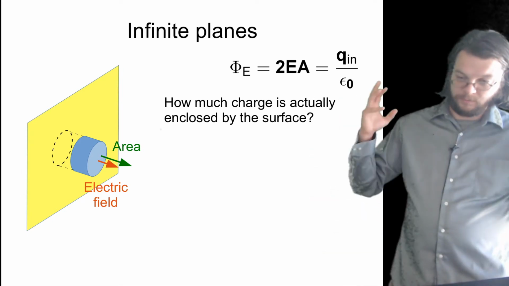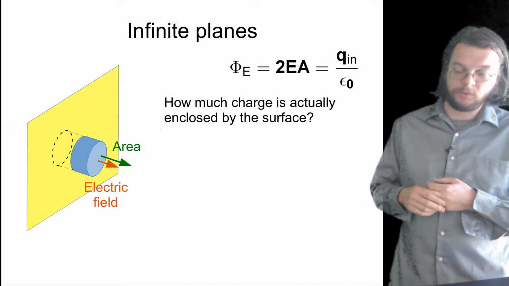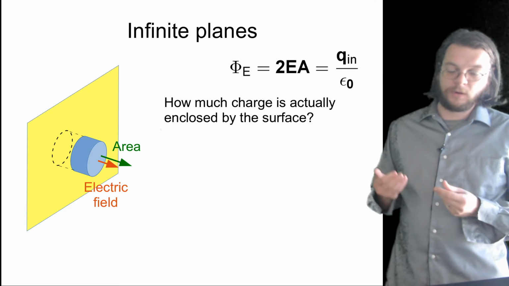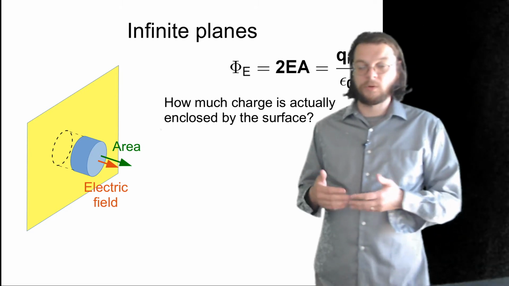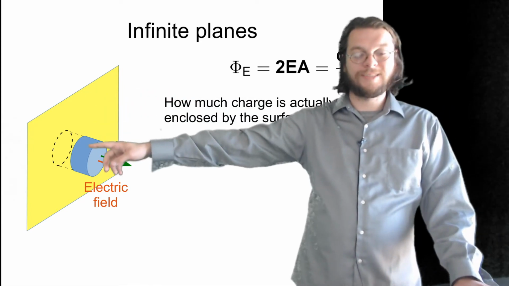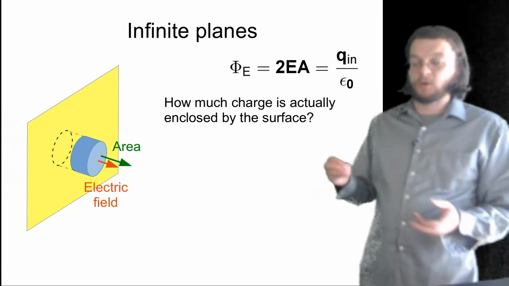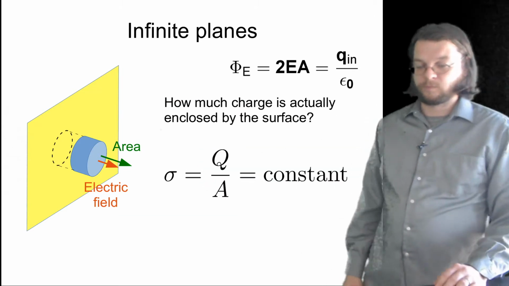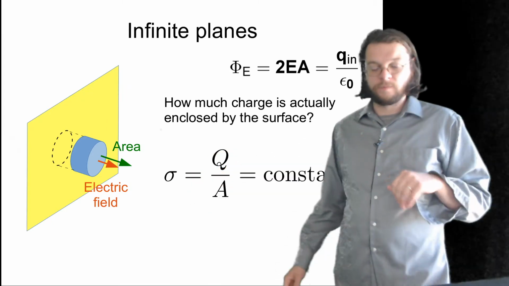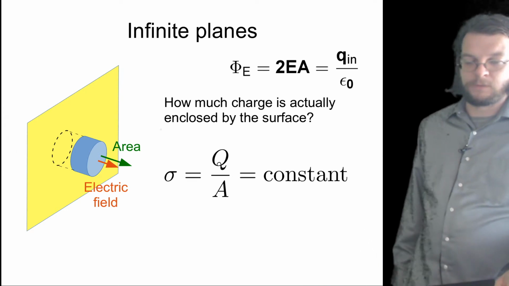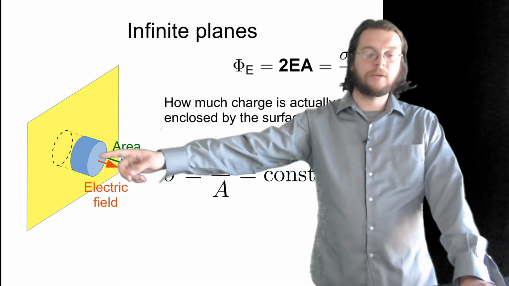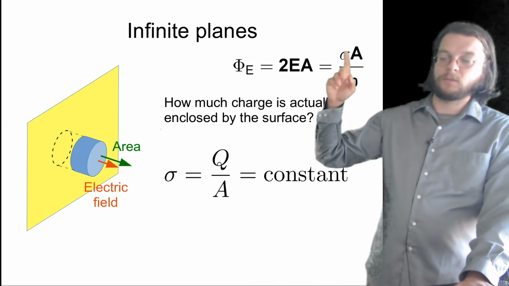Because the cylinder is from imagination land. It's not a real cylinder that someone constructed. So it's going to depend on what the dimensions of that thing are. But if there is a certain amount of charge per unit area on this sheet, then the amount of charge inside of our cylinder is going to be that charge per unit area times the area of our cylinder. The charge per unit area is a Greek symbol called sigma. That's going to be constant. And so that means that the charge enclosed inside of our Gaussian cylinder is going to be this times A.